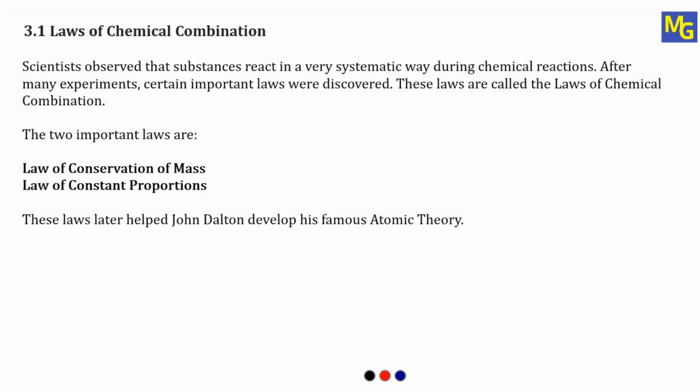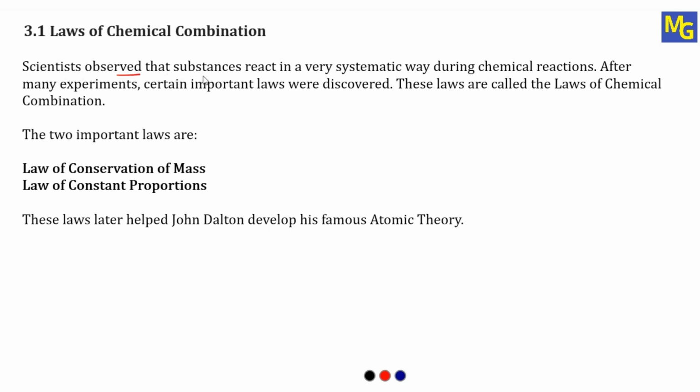Hello students, I am explaining chapter number 3, atoms and molecules, for class 10 science, and in this video I am going to explain the concept that is laws of chemical combination, where we are going to study two laws: law of conservation of mass and law of constant proportion with activities. So let's start with the video. First we will study what is laws of chemical combination, and then we will move towards the two laws.